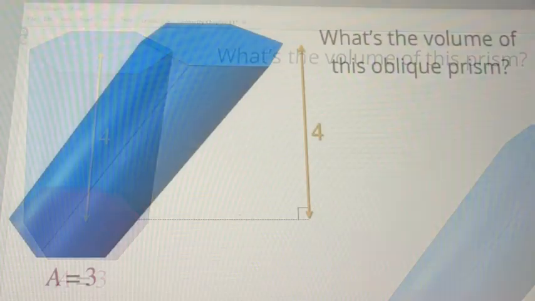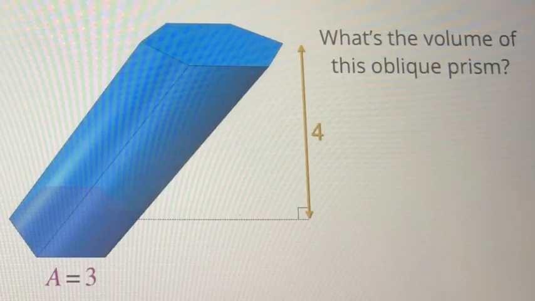This is an oblique prism. It's that same prism, we've kind of tipped it over. Well, the bases are still parallel, but they're not directly over one another. That's what an oblique prism is. If they have the same height and matching areas, they still have the same volume. So we have 12 cubic units.